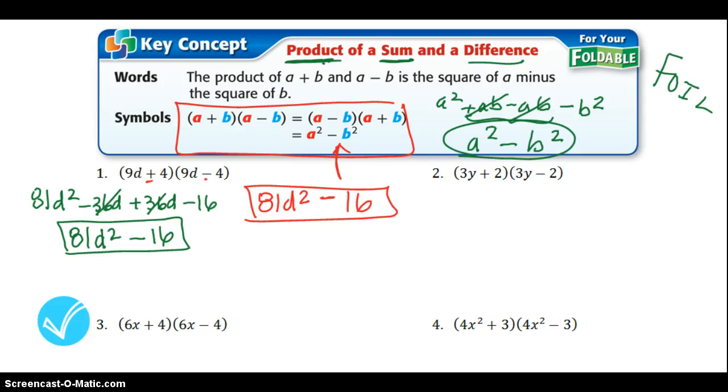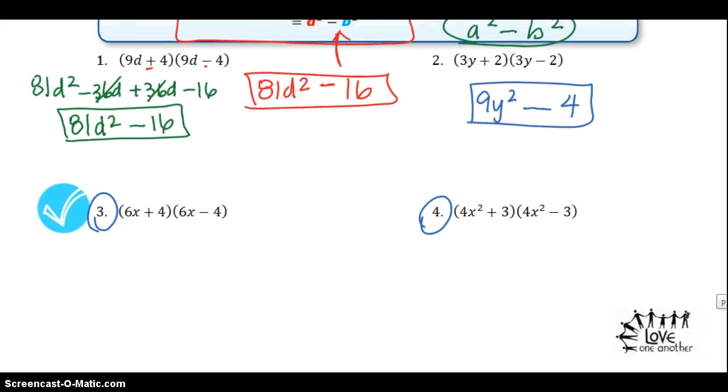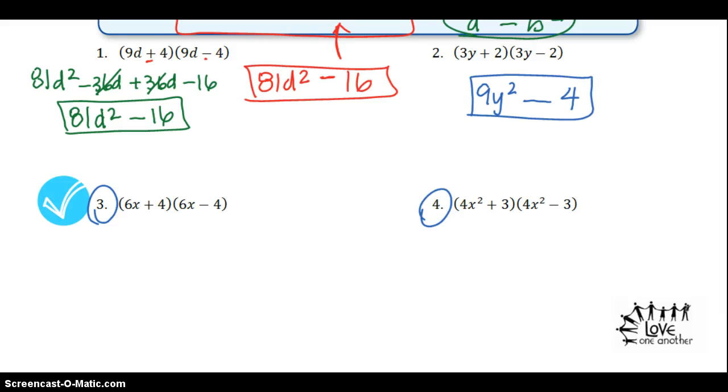So I'm going to try this second example using the shortcut. So 3y squared is 9y squared, and it's going to be minus, and 2 squared is 4. And that's how quick and easy it is using the shortcut. So practice, practice, practice the shortcut, and we're going to do some more practice problems in class tomorrow. And I'm going to encourage you to try to get comfortable noticing, recognizing the patterns. It'll save you some time.